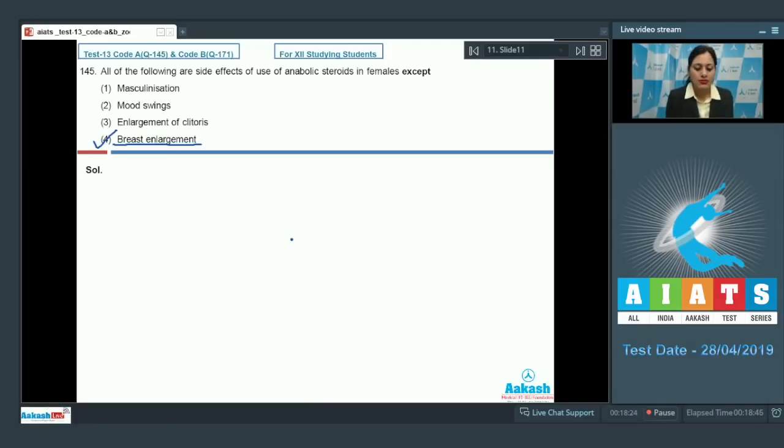In females, it causes masculinization, so this cannot be a correct answer to our question. Mood swings, this cannot be a correct answer to our question. Enlargement of clitoris, so this cannot be a correct answer to our question. But not enlargement of breast, so this is a correct answer to our question. But in males, testosterone is converted into estrogen by enzyme aromatase, causing enlarged breast as a side effect. So the correct answer to this question is option number 4. Let's discuss our next question.